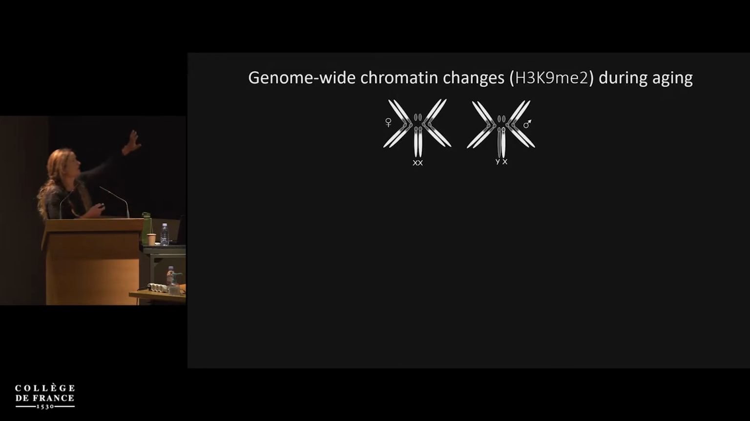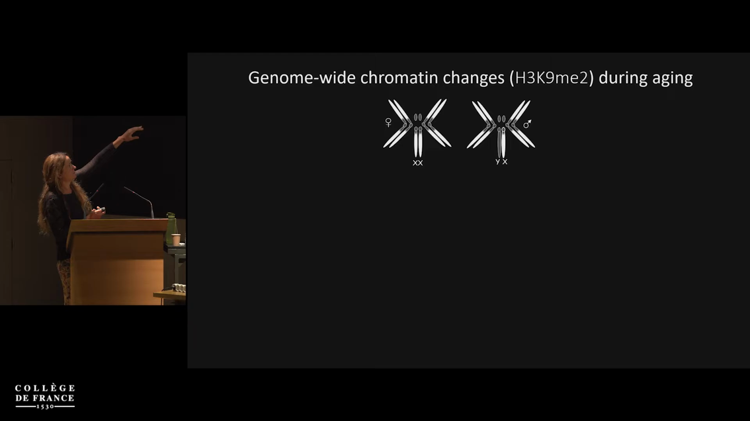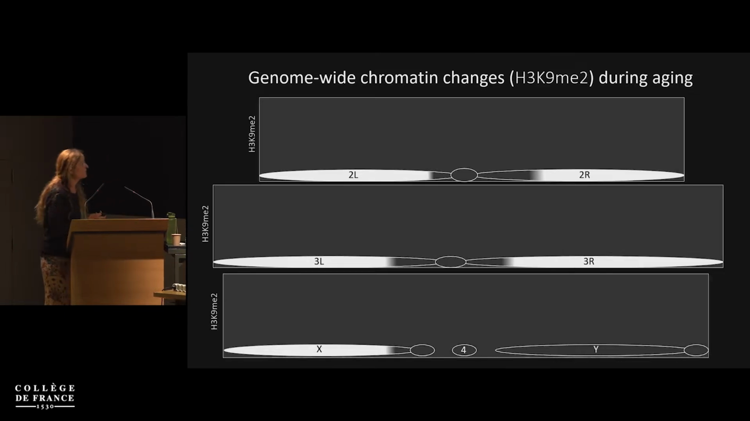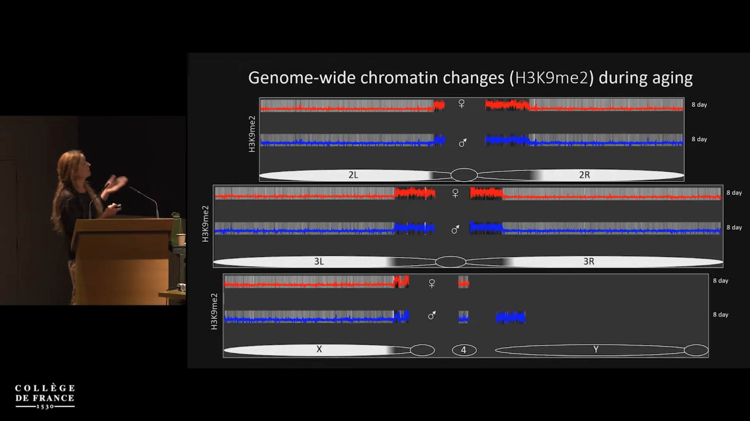And what I'm showing you here is the karyotype of Drosophila, so in gray is heterochromatic regions, and I'm just laying out the chromosomes, so around the pericentromeres you have heterochromatin, the Y chromosome is entirely heterochromatic. And so what I'm showing you here is heterochromatin enrichment, in red it's females, and in blue it's males, and this is for young flies, so as expected we see a lot of heterochromatin around the pericentromere, which is highly heterochromatic.